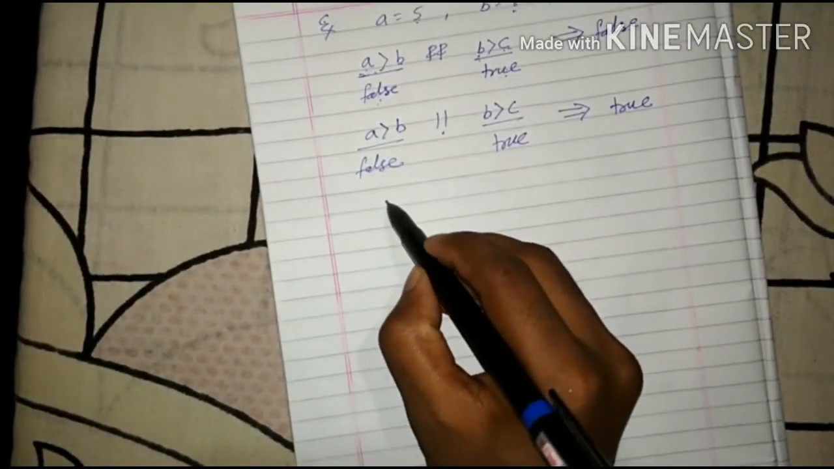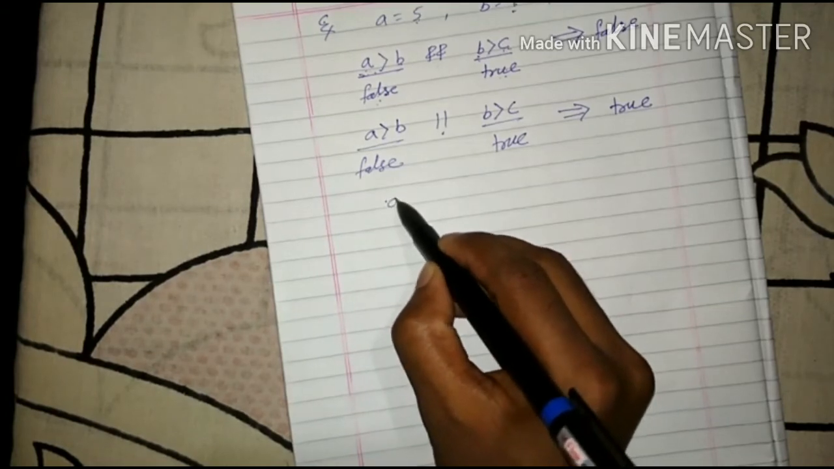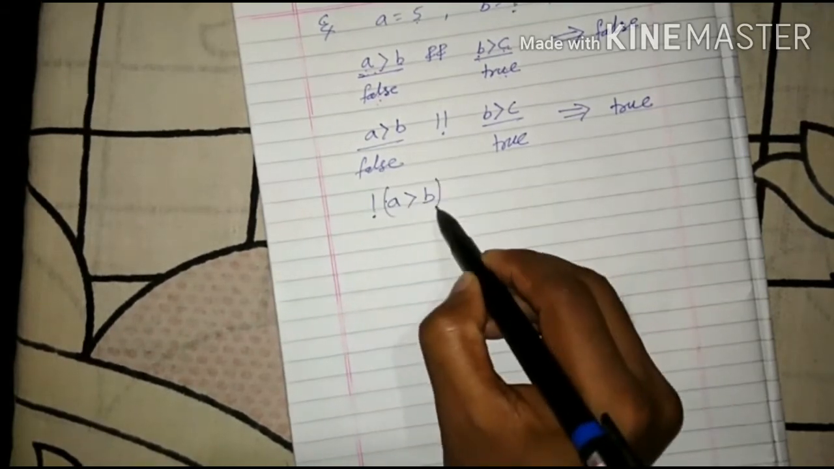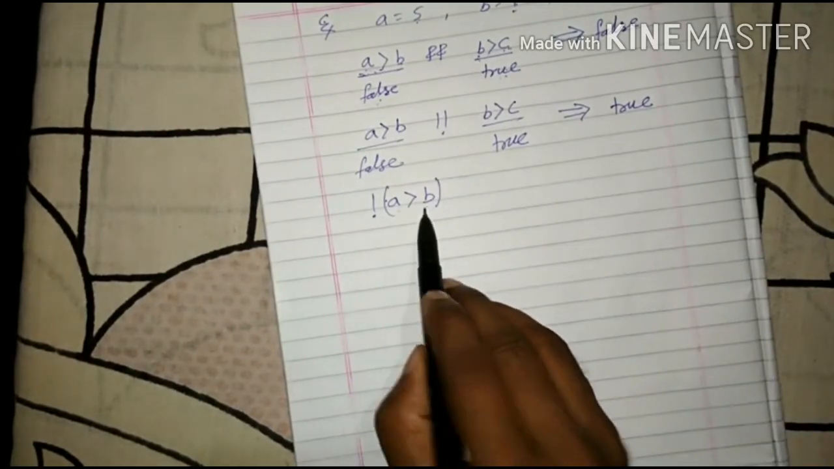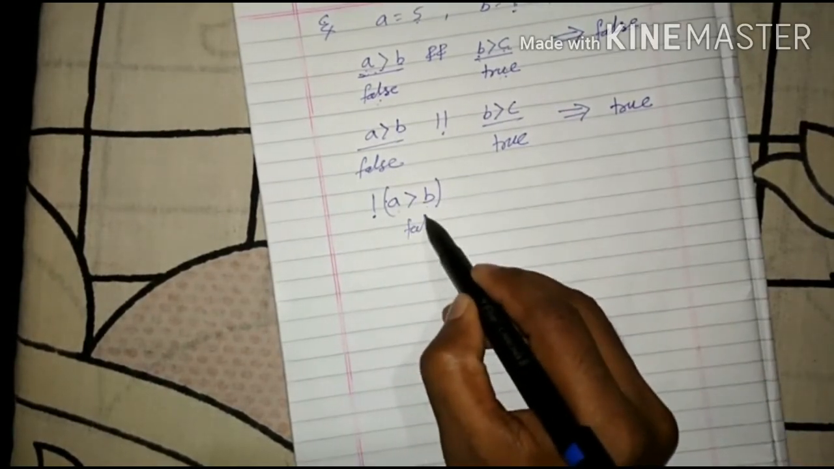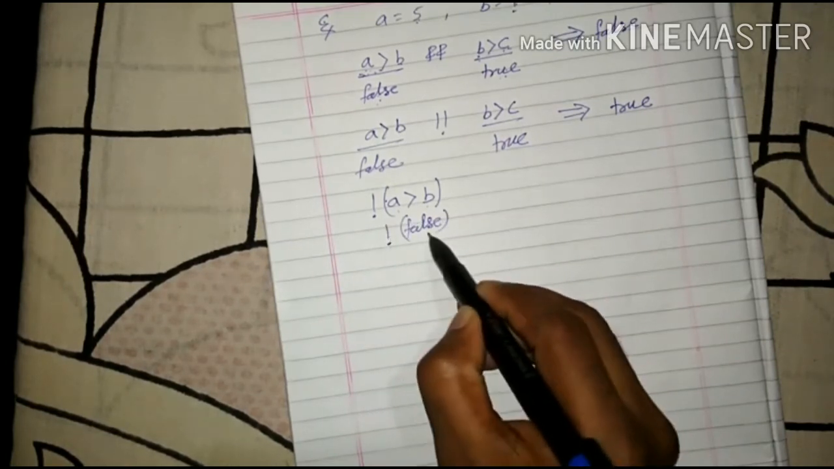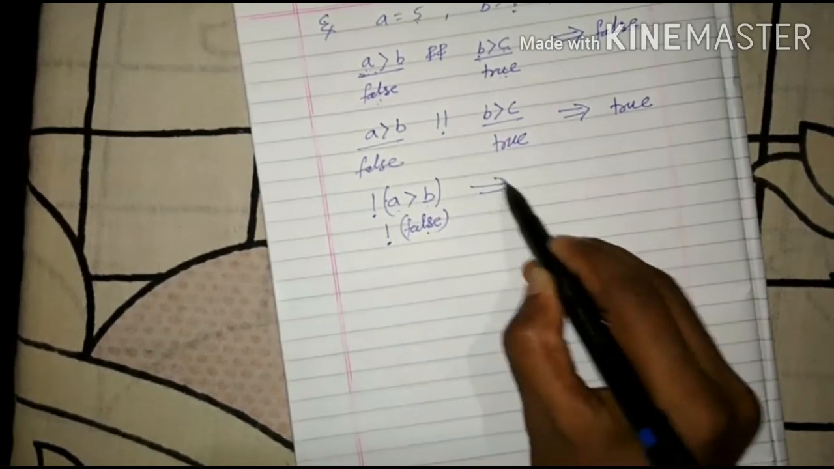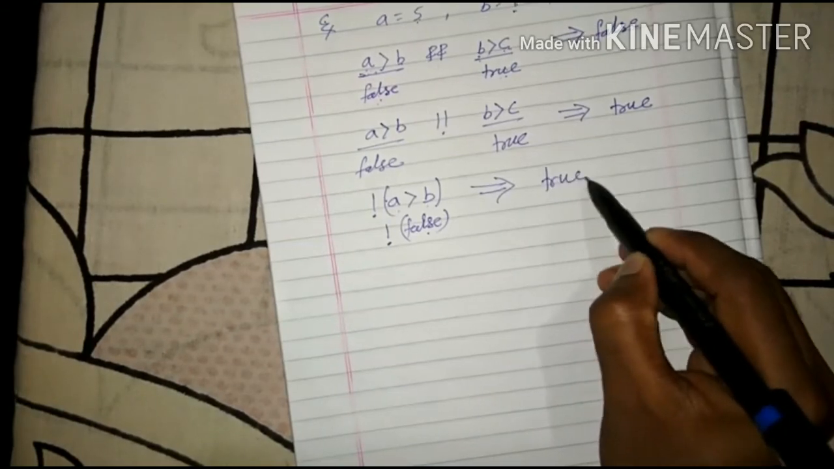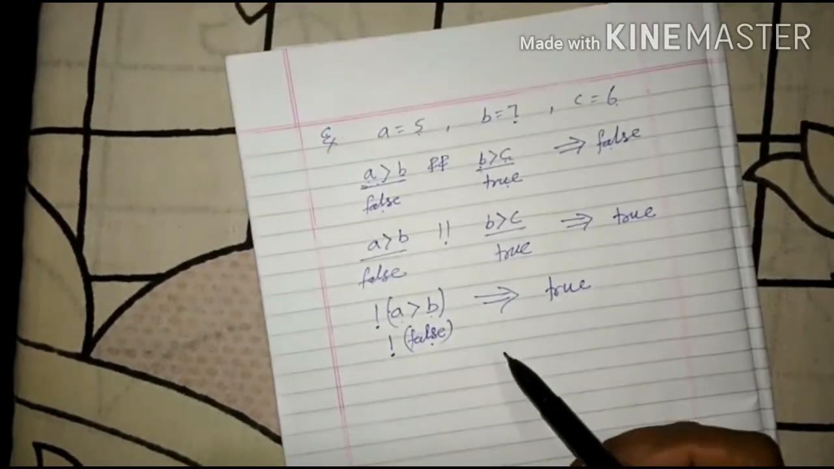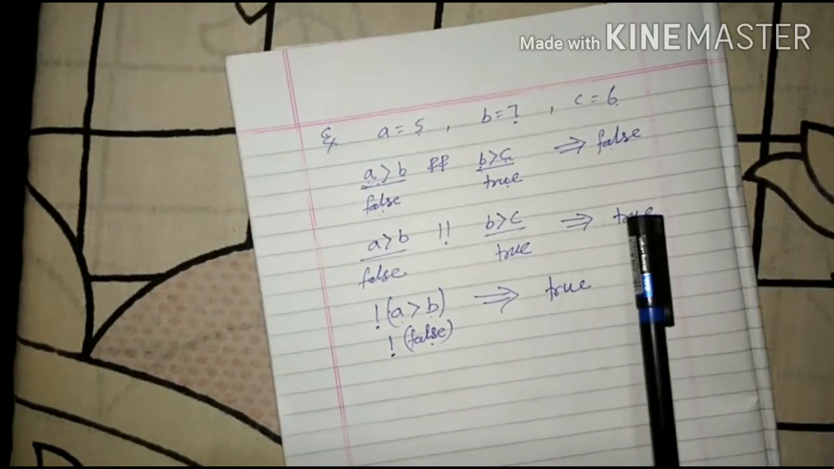Let me tell you the NOT operator. Suppose I am taking A greater than B, and here I am writing NOT. A greater than B means false. So I can say not false. Not false means true. From the table you can analyze this. Okay, this is the way and this is the example. I think you have understood this.